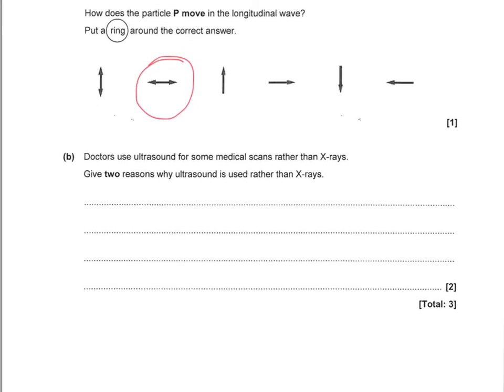Doctors use ultrasound for some medical scans rather than x-rays. Give 2 reasons why. So these are 2 reasons. So ultrasound can give images of soft tissue, which x-rays can't. So x-rays give you images of bone, which is hard tissue, but not the soft tissue, which ultrasound can. And ultrasound doesn't damage cells, which x-rays do.